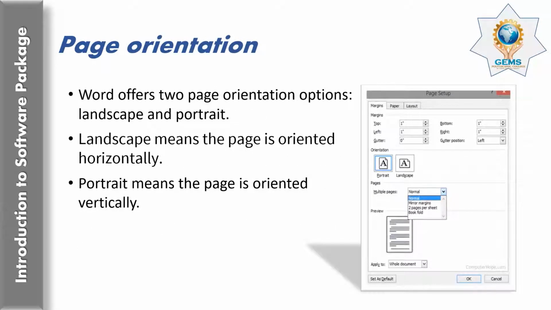So first we will see page orientation. There are two page orientation options: landscape and portrait. Landscape means the page is oriented horizontally, and portrait means the page is oriented vertically.